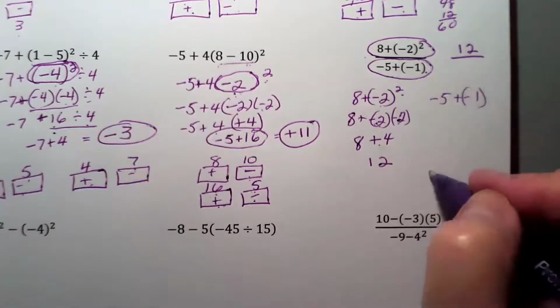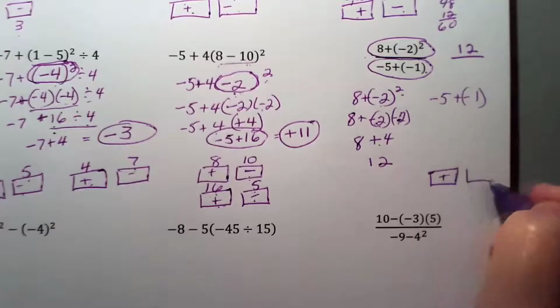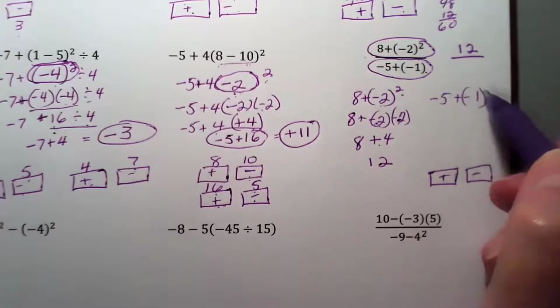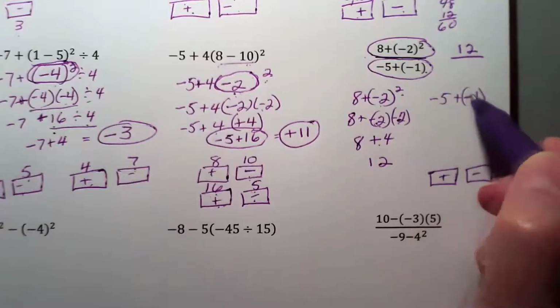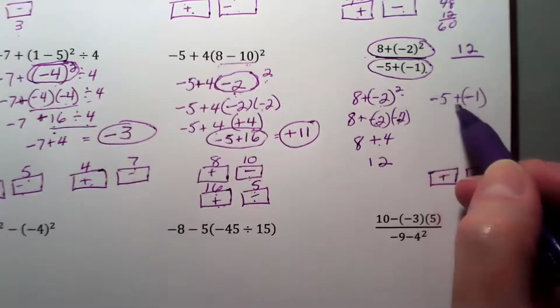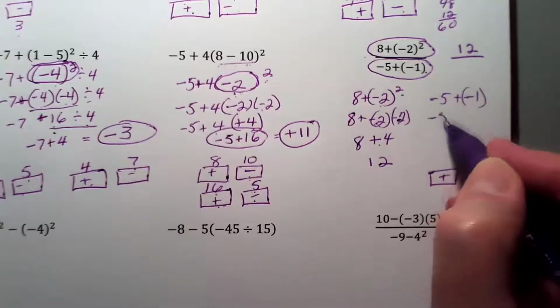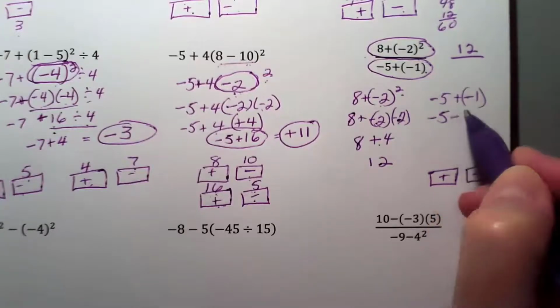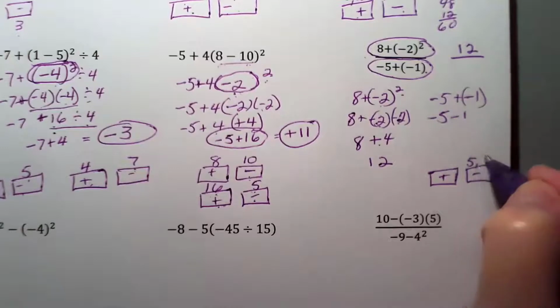If I'm going to do the boxes, I have a positive box, I have a negative box. This needs to be just one sign. You need to always simplify to one sign. You can always drop an extra positive, but don't ever drop a negative. So I have negative 5 and negative 1. So they both go in the negative box.